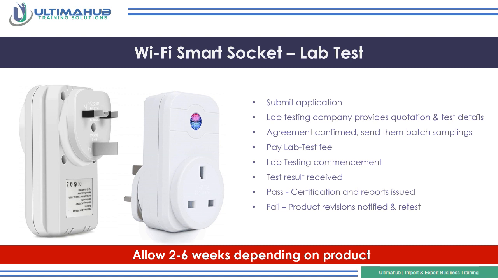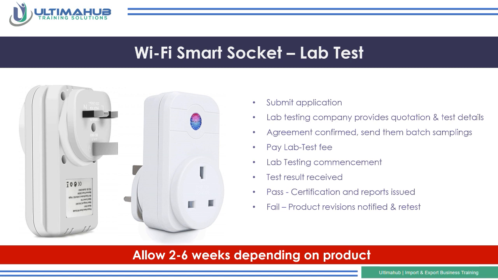If you pass, then you'll get the certification and reports that are issued. You've got to keep these in a safe place because you might need them later on. If it fails, it's going to tell you the revisions that are noticed and notify you of them, and let you know that you're probably going to need a retest. So the retest again needs to be confirmed in the contract. You're going to say, okay, if there's a percentage of defect, we are going to need a retest. So the supplier will expect this anyway.